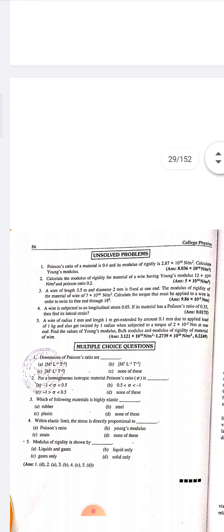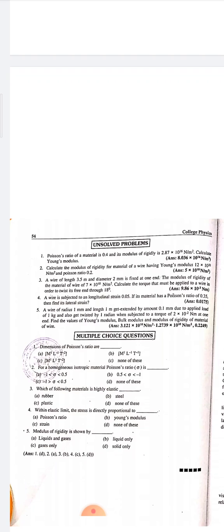Here some numericals are given. The dimension of the Poisson's ratio is dot dot dot dot. Four different options are there. Poisson's ratio is dimensionless, as you know. Then for a homogeneous isotropic material, the Poisson's ratio sigma range is given: for isotropic material, Poisson's ratio sigma is between this particular limit, that is greater than minus 1 and less than 0.5.